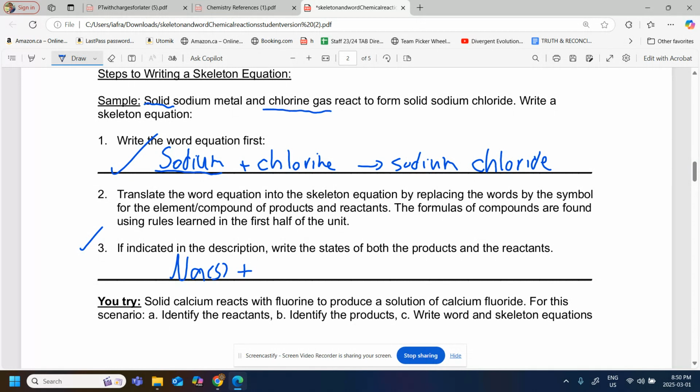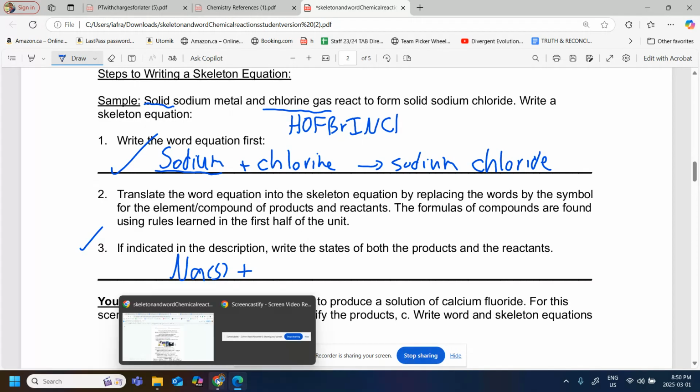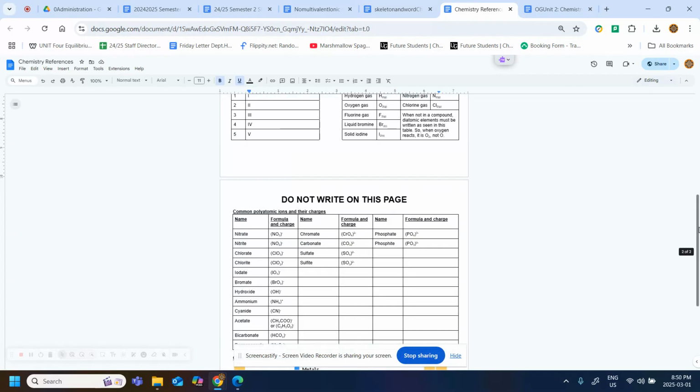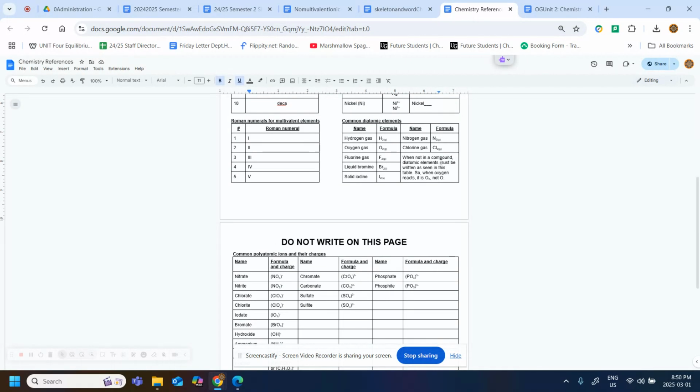Chlorine is a gas. Now, I need you to remember that there are some elements that are called diatomic, so Hofbrinkel. These elements exist in pairs. So H always exists as H2, Cl is Cl2. And you have that in your data tables. So if you go to your data tables over here, and you scroll down here, you have all the diatomic elements here.